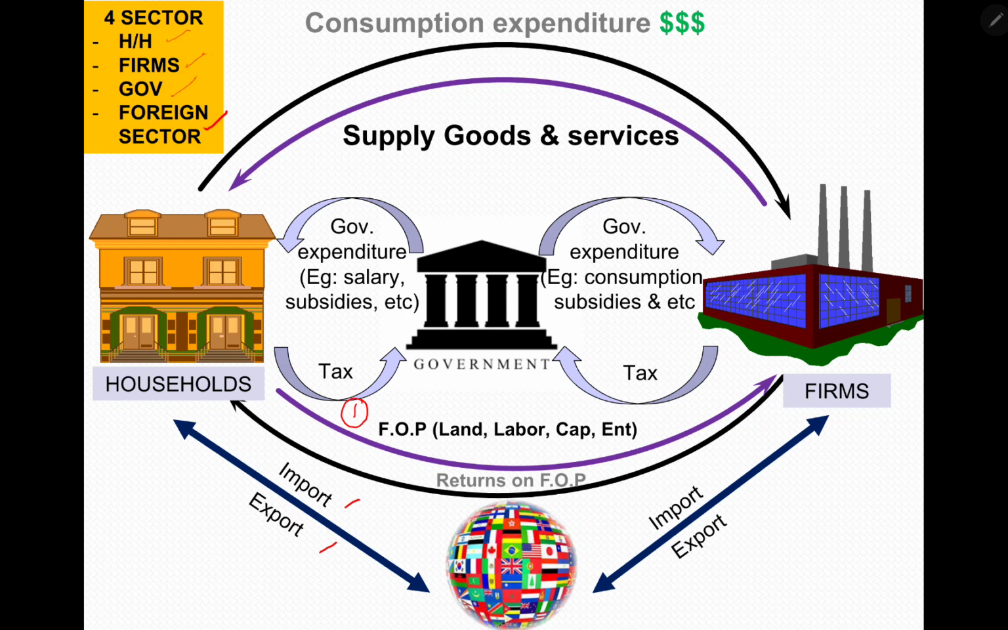So this is the circular flow of income in a four-sector economy, also known as open economy. So basically, circular flow of income will show the flow of income and resources in the economy.